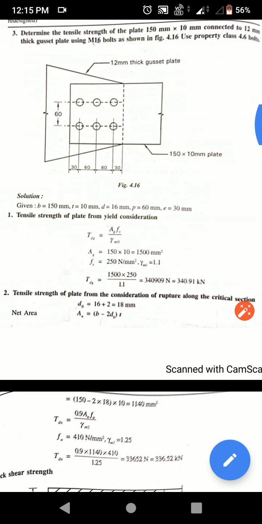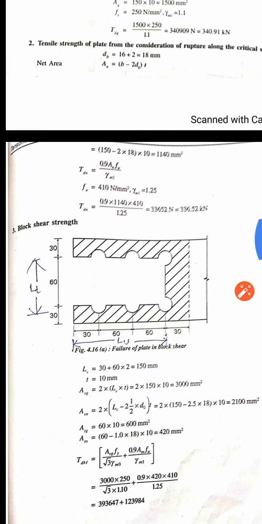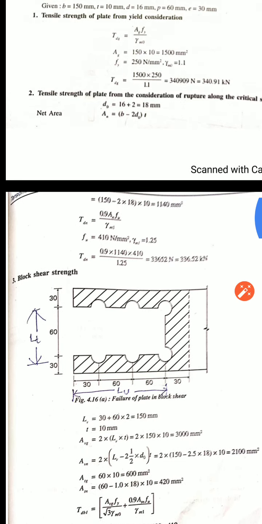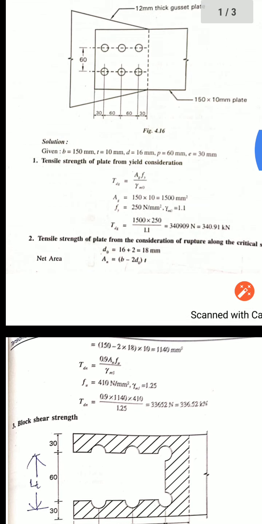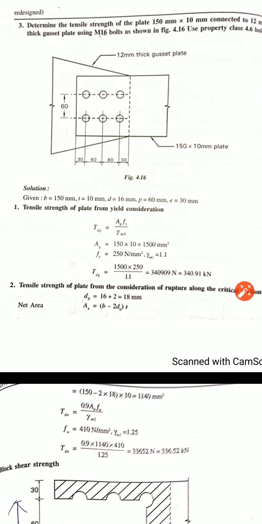So remember, in a previous video we discussed the formulas to find the tensile strength of a member. There are three formulas: design strength due to yield, design strength due to rupture, and design strength due to block shear. The least of these three will give you the tensile strength of a plate. So first we'll find the design tensile strength of a plate with respect to yield.